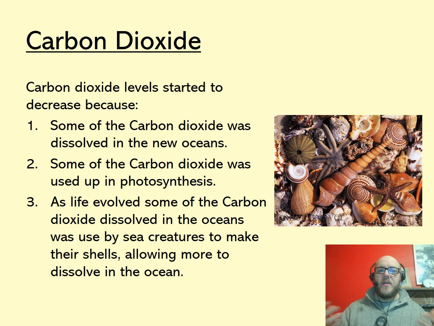As life develops, the atmosphere changes. Life has always changed the atmosphere. Some of the carbon dioxide, when it's dissolved into oceans, can be turned into shells, into other carbon-based compounds. And this means that more sea creatures can develop, they have more protection, they have more space, they have places to store food, they're able to move around in different ways, and this again allows more carbon dioxide to be dissolved into the ocean.